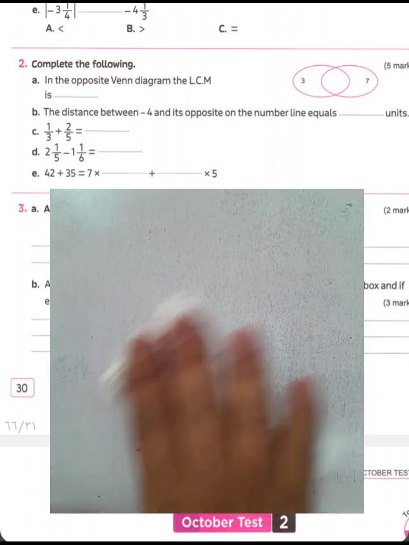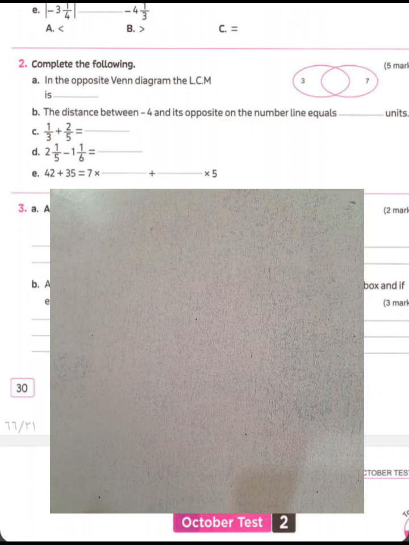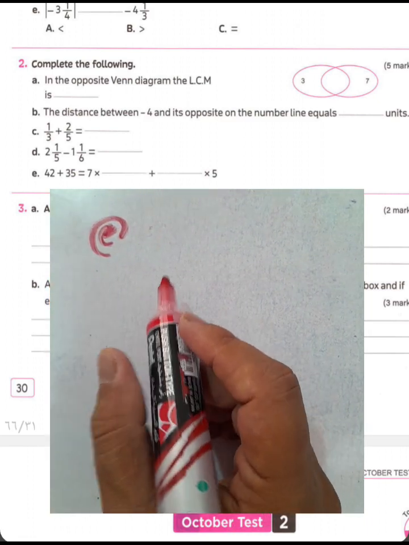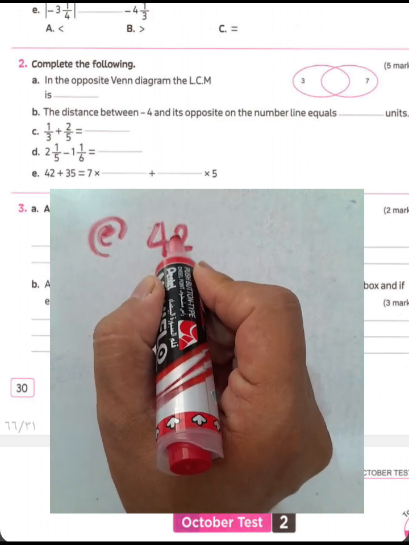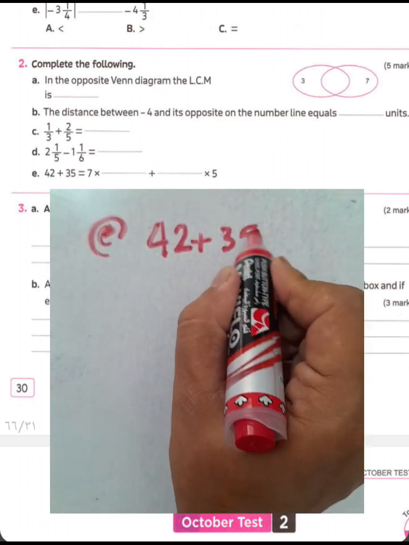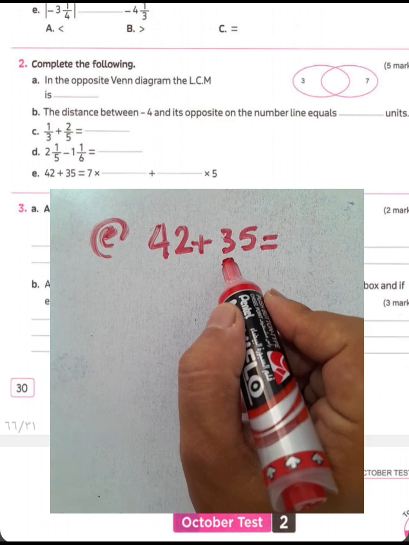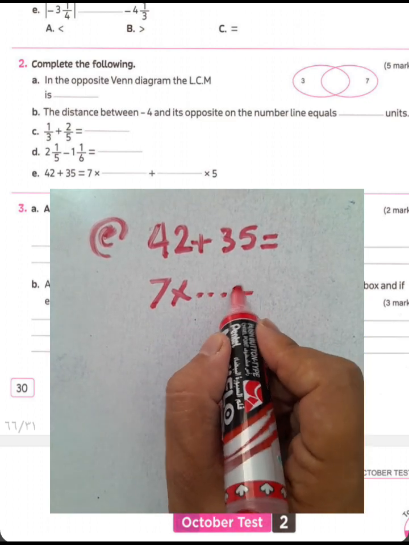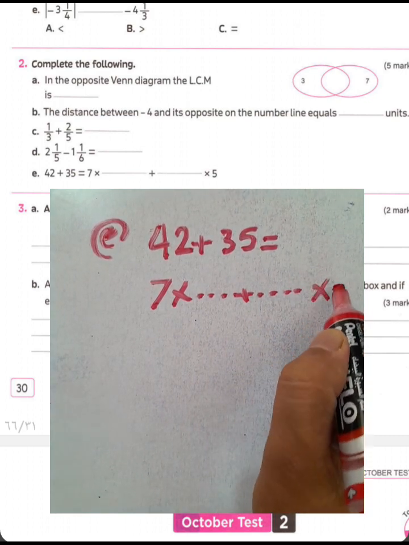Which is letter E? Letter E, 42 plus 35 equals 7 multiplication by space plus space multiplication by 5.